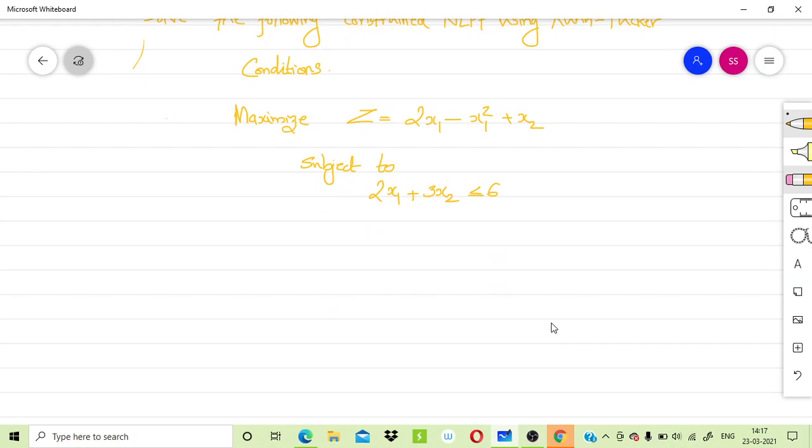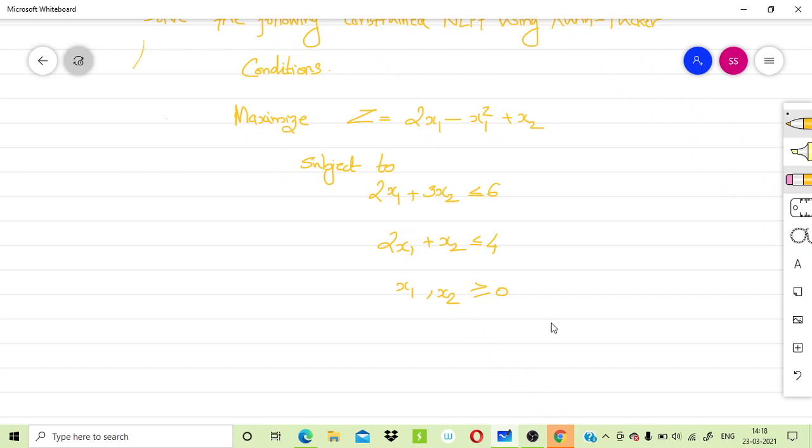Then 2x1 plus x2 less than or equal to 4, that is g2 of x1, x2. Then x1, x2 greater than or equal to 0. Yes, it's greater than or equal to 0.